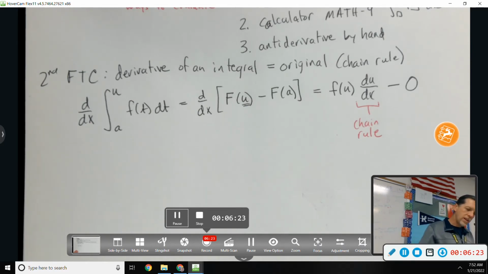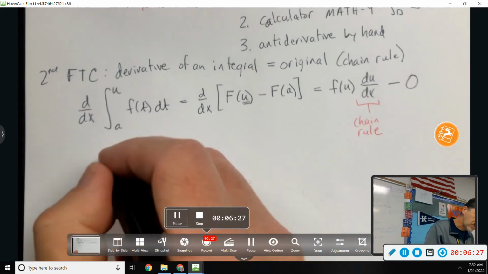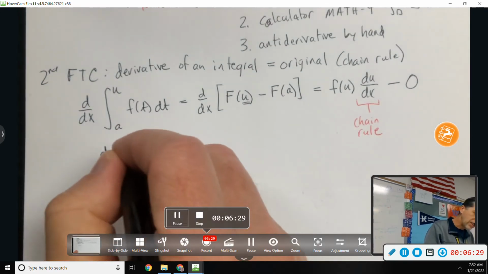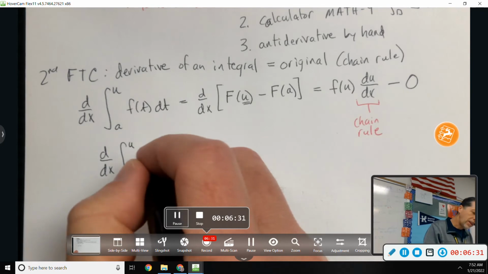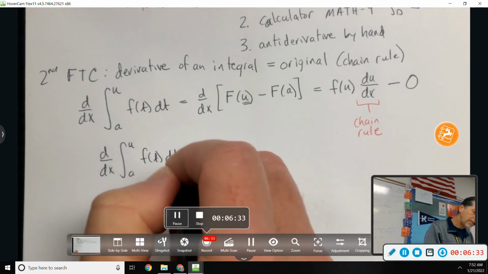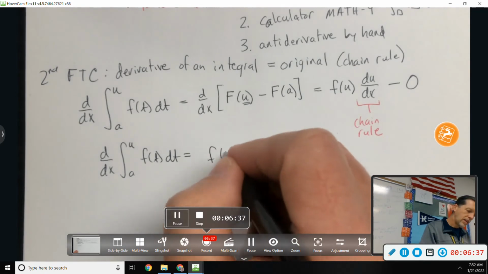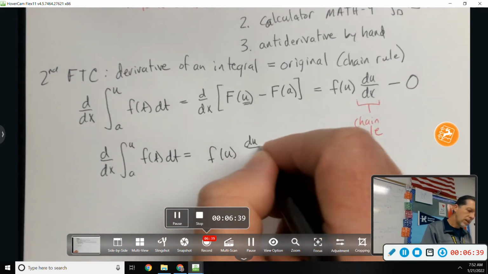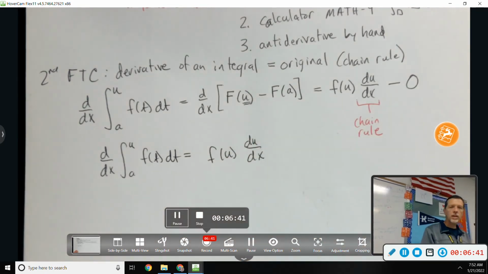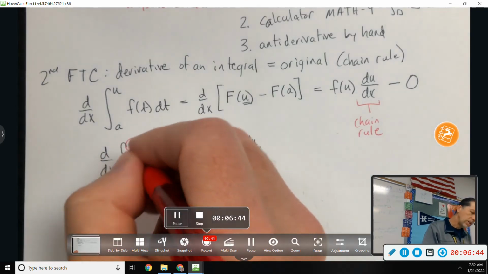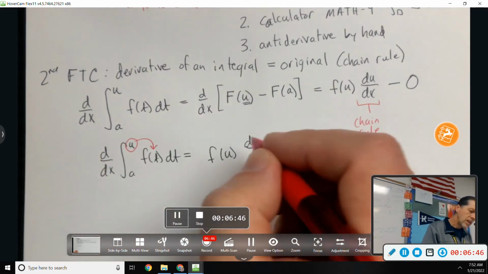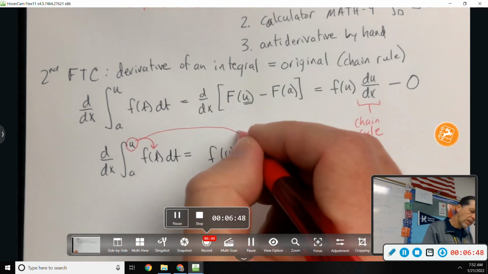So the short answer is, let's just rewrite it. The derivative of the integral from a to u of f of t dt is f of u du dx. So all you do is plug in the top one, but also chain rule off the top.